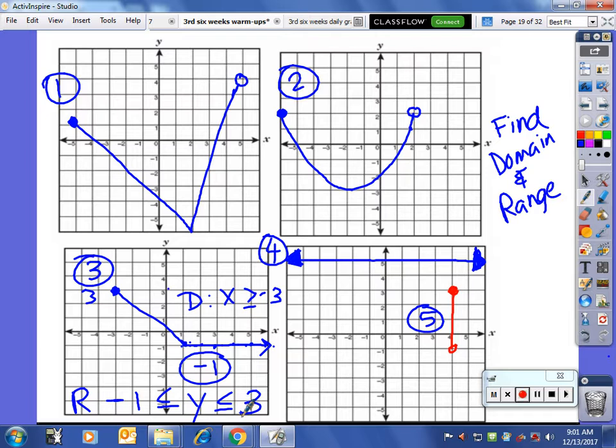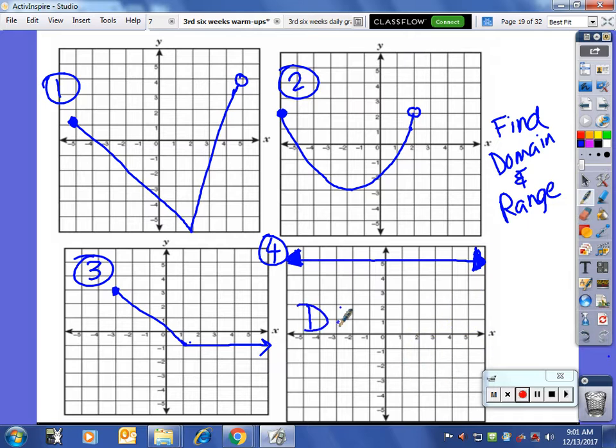All right, and then I threw in a horizontal and vertical line and line segment. Let's look at the blue one. What's the domain of this blue one? All real numbers. For the domain, you look at the left side and the right side. What do I see on the left? An arrow. What do I see on the right? An arrow. That means it never ends to the left and right. That's why the domain is all real numbers.